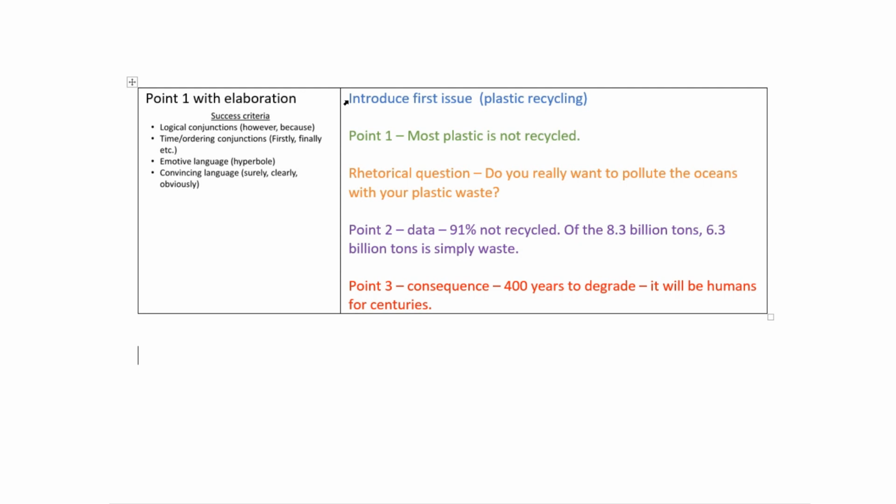My first thing to do, and I'll try to remember to change the font colour as I do it, is introduce my first issue, which in this case is plastic recycling. I don't need to go overboard on this. It's going to be a nice short, sharp sentence. So I might say something like, my first and most pressing concern, or urgent concern, it's up to you, is that of plastic waste. Full stop, job done. I've introduced my issue in a very simple and straightforward way.